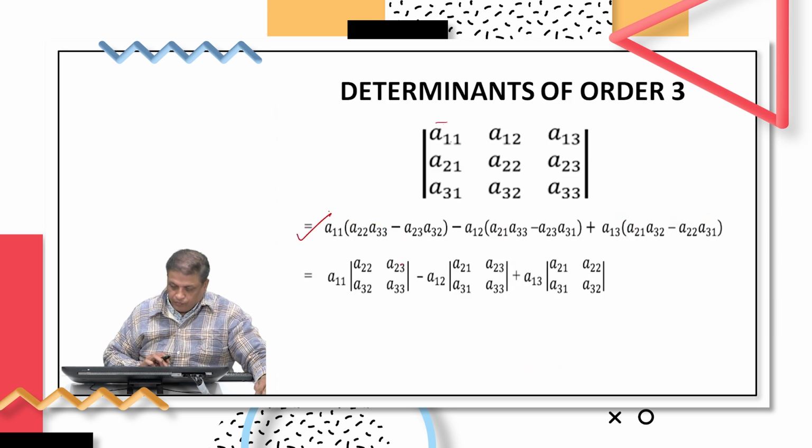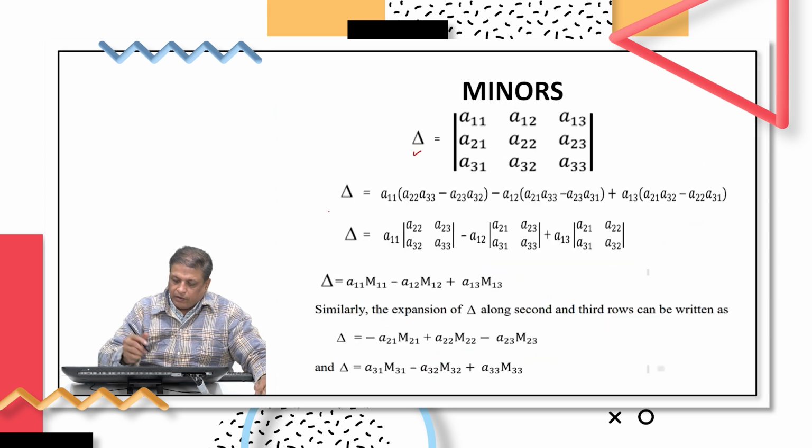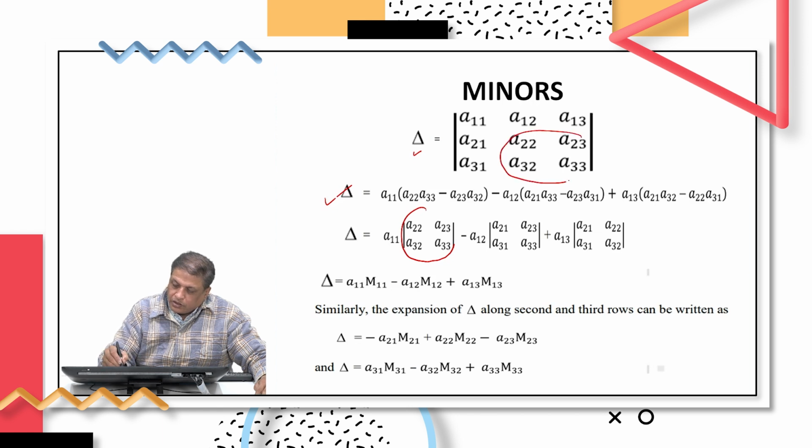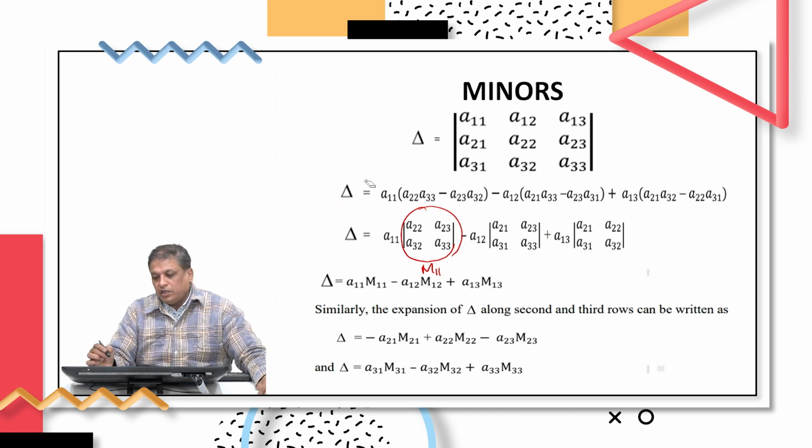This is the expression. We solved this and we are getting this expression. So what are these? A22, A23, A22, A23. This is in fact M11. So that means this is M11. A21. So that means we need to let you understand what is the relevance of calculating the minors.